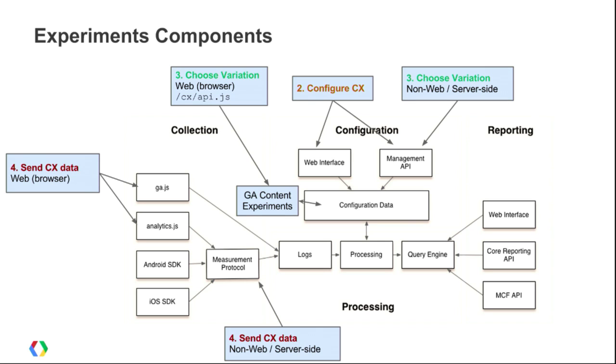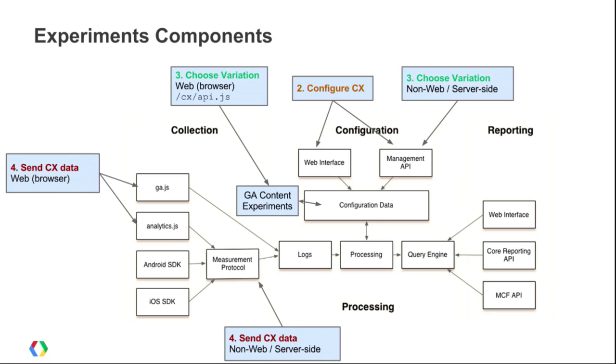And the way it works is you set the variation that you've chosen, or you're using the JavaScript library, which will take care of this for you. And then that data gets sent along with hits that you're sending through GA.js or Analytics.js. So they're attached to those particular hits. If you're doing non-web or server-side, then you want to use the measurement protocol. And this allows you to interact directly with the Google Analytics service through HTTP requests. And that allows you to send hits from pretty much anywhere.